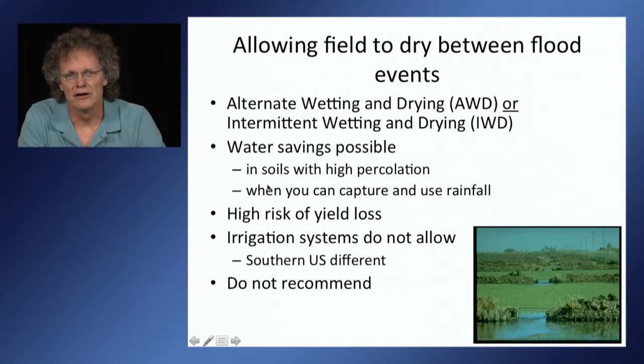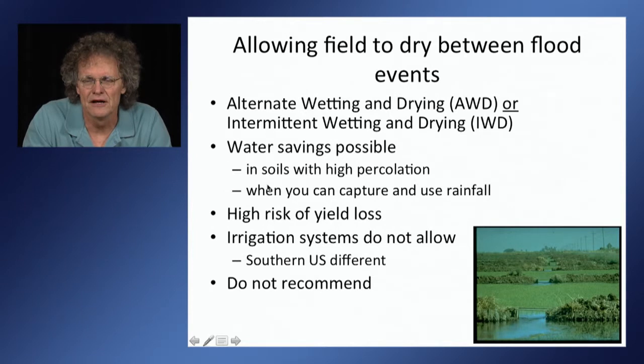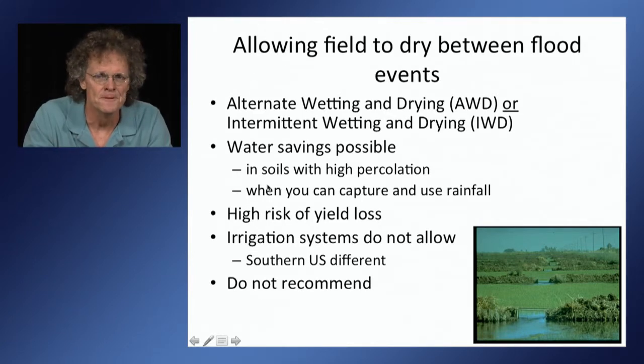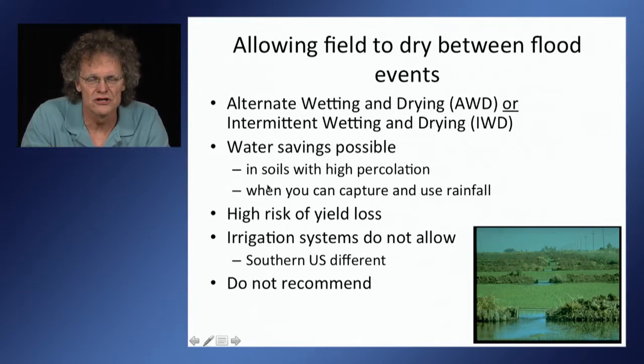If we look at allowing the fields to dry between flooding events, this is really a practice that is used in parts of Asia. It's not used here in the U.S. that much, but it's filling the field to maybe 6 inches and then letting it subside slowly. There's no spill, but it would subside due to ET, percolation, and seepage. And then once the soil dries out to some critical level, usually below saturation, the field is re-flooded. And you would progress through the season with these alternate flooding and drying events.